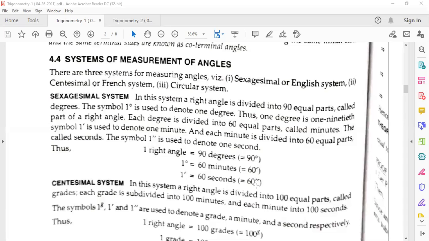We know that the inch symbol is this and the foot symbol is this. But in angle measurement in the English system, the single dash denotes the minute, which is the smaller unit to measure the angle, and the double dash, not inch, is called the second, which is the smallest unit to measure the angle in the English system. Is this understood? Yes, sir. Okay, then we are going to the centesimal system.